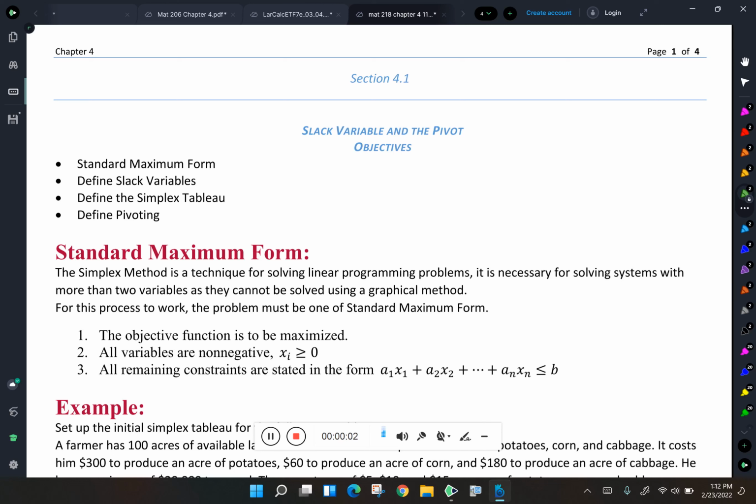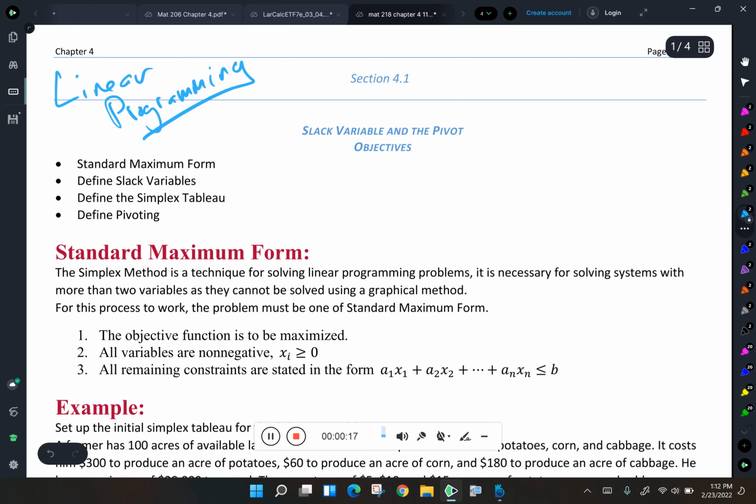All right, so welcome to Chapter 4. In Chapter 4, we're going to take a look at solving more linear programming. But what we're going to do is go beyond what we did in Chapter 3. We're going to go beyond two variables.